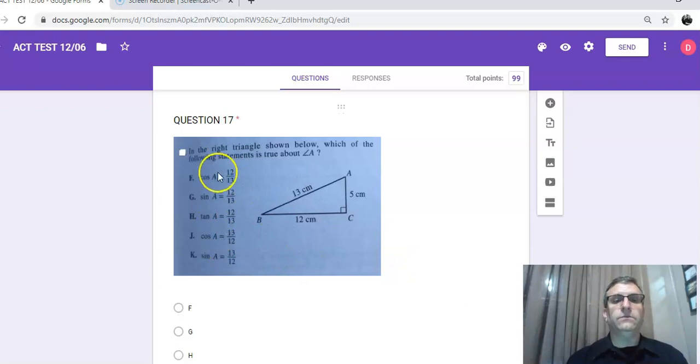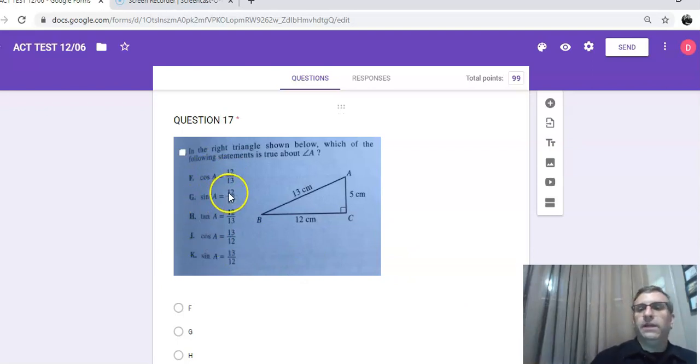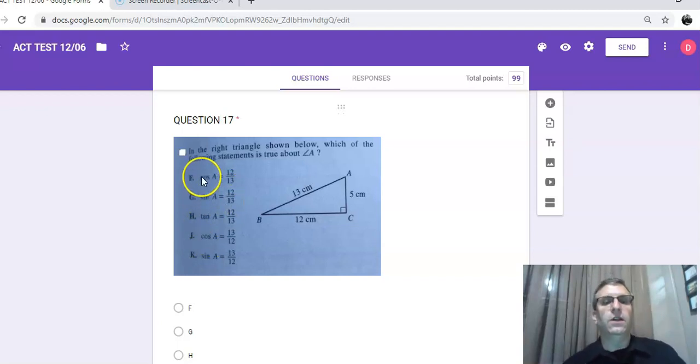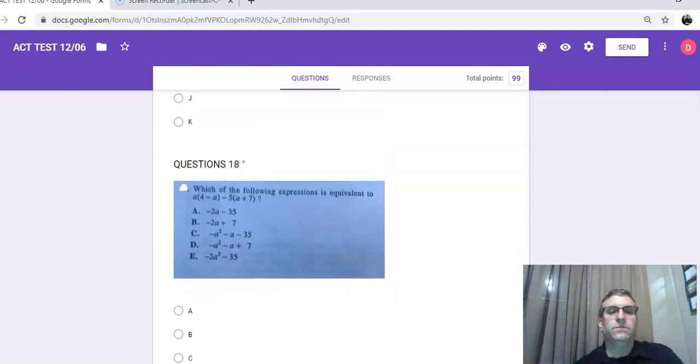All of these, okay, cosine, sine, tangent, SOH: sine, opposite over hypotenuse; CAH: cosine, adjacent over hypotenuse; TOA: tangent, opposite over adjacent. Okay, so one of those is equal to this. All right, 4 of them are incorrect, 1 of them's correct.